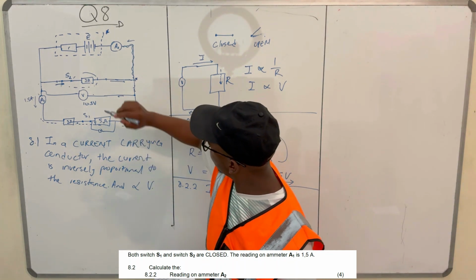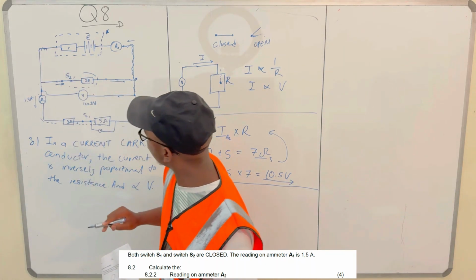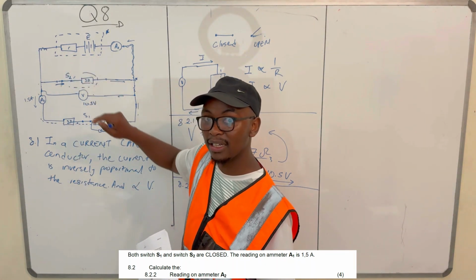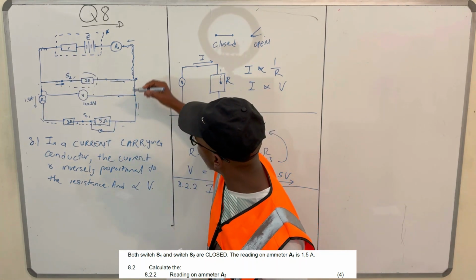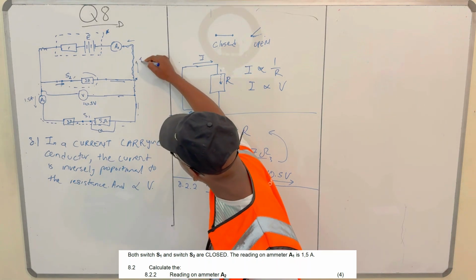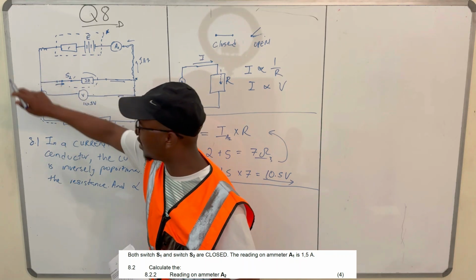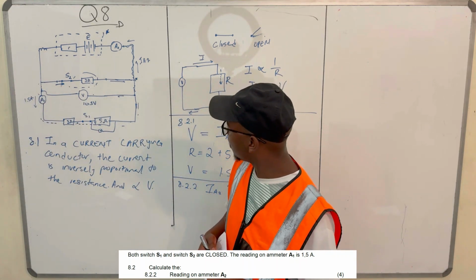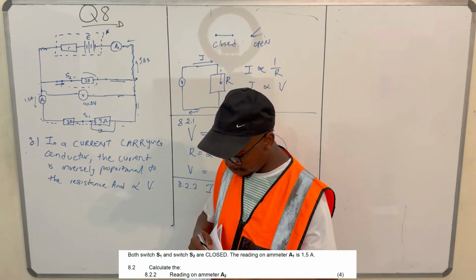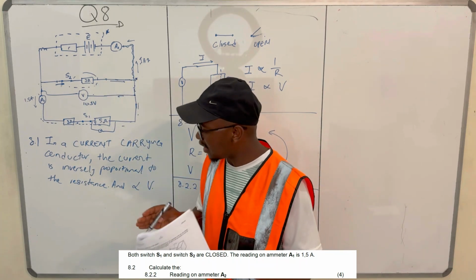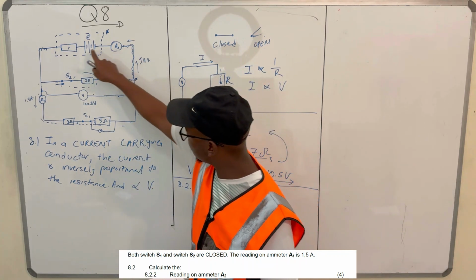Now, if I ask you, is this line the same as this line? No, it is not, because it is separated by the battery. But if I ask you, is the current that flows here, the current through ammeter A2, the same as the current there? Yes, it is, because these are connected in series. There's no branching here. When you talk of a parallel circuit, when a current gets to a certain point, it starts deciding where it must go. In this case, it just continues to flow.